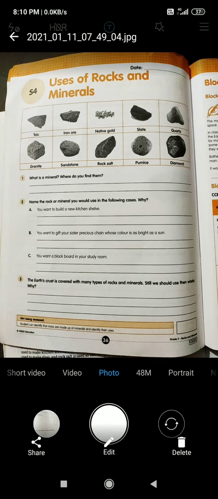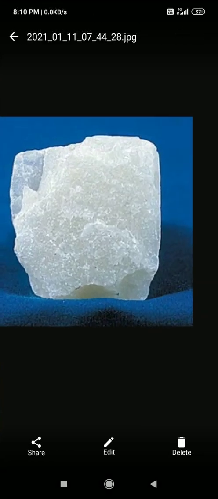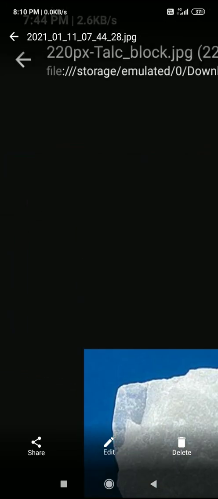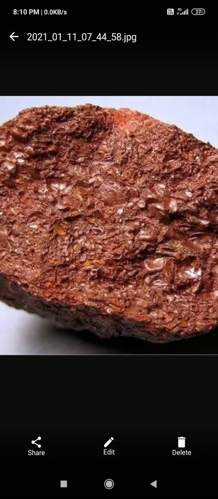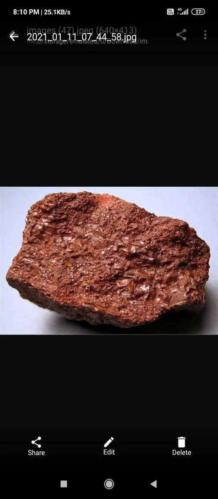Here you can see talc. Do you know talc? Talc is a type of stone like this. This is a talc stone. It is used to produce talcum powder. Next one is iron ore. Do you know iron ore? So this is the iron ore. Using this only, iron is made.